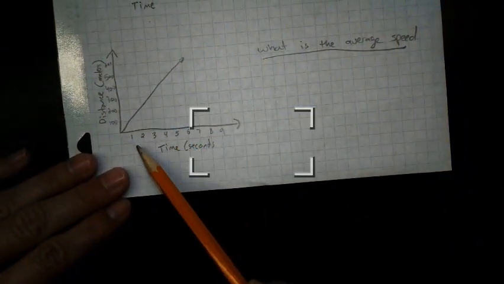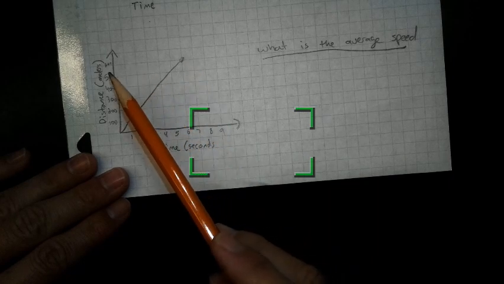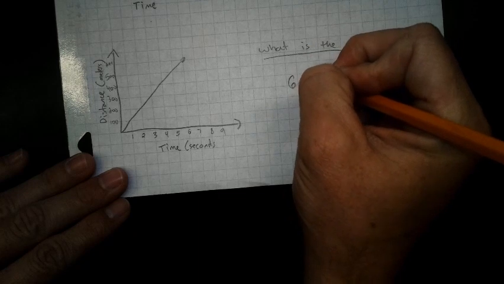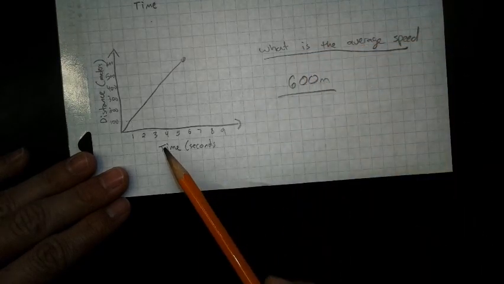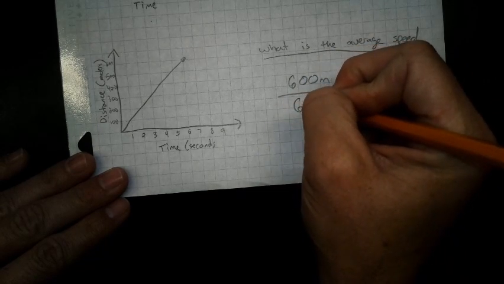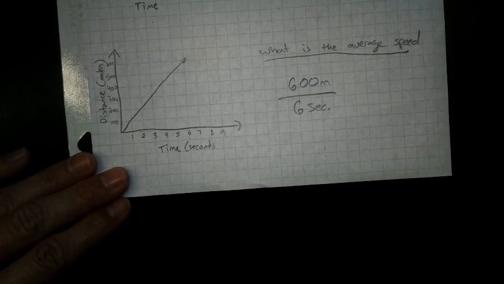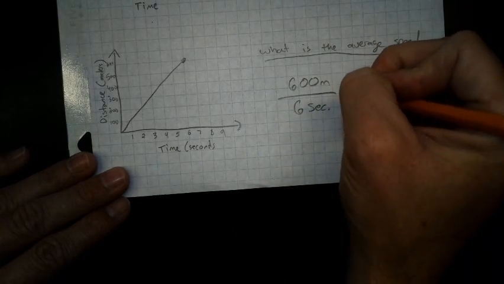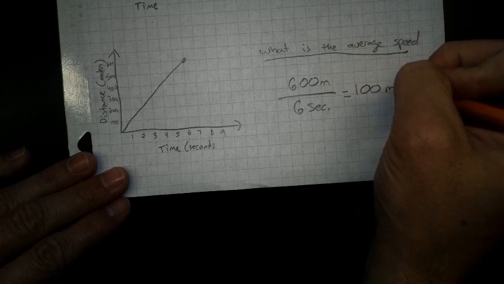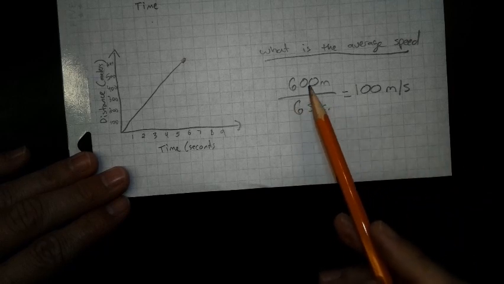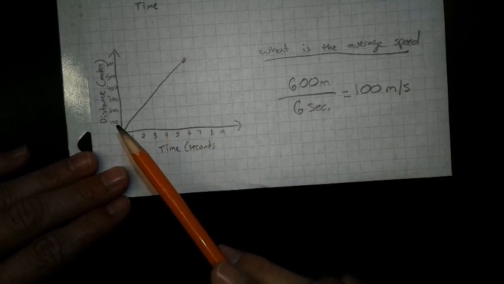What was our total distance? Well, it went 600, our units are meters. So let's do 600 meters divided by, what was the total time? 6 seconds. Look at that. The numbers just happen to be really easy to divide. Who would have guessed? So we have 600 divided by 6, which would be 100 meters per second, which is quite a fast object. So in this, you were able to get this information from the graph.